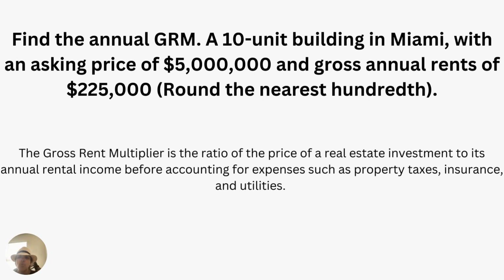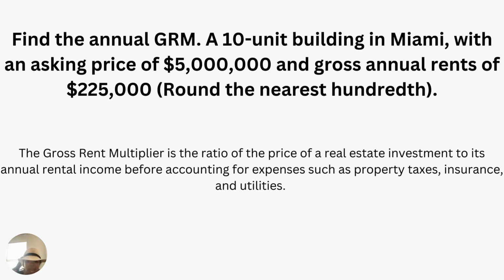The gross rent multiplier is the ratio of the price of the real estate investment to its annual rental income before accounting for expenses such as property taxes, insurance, and utilities. More specifically, it's a measure of the value of an investment property obtained by dividing the property sales price by its gross annual rental income. So the math looks like this, guys.